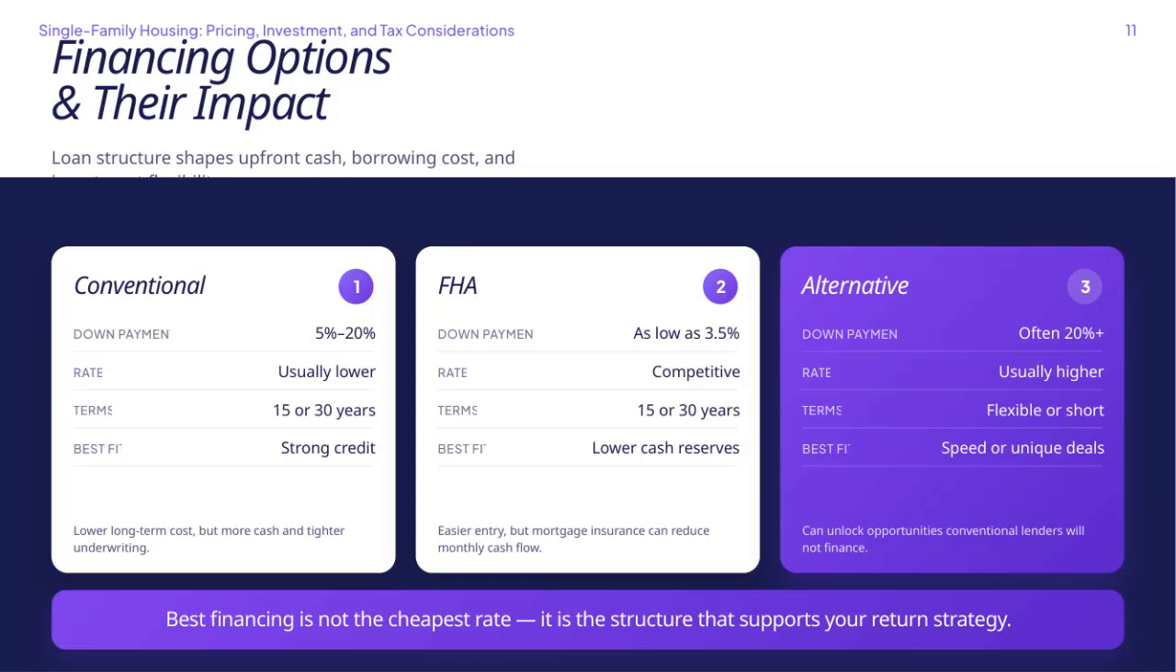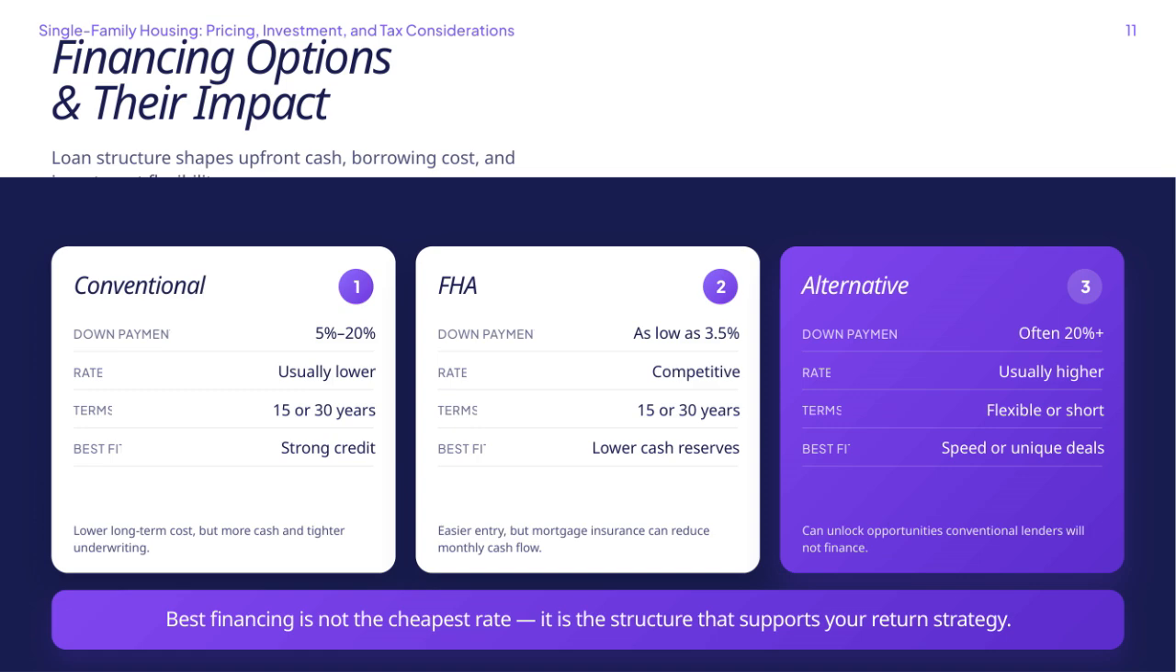Here we have an overview of 3 common financing options and how they impact your investment. First, conventional loans typically require a down payment between 5 and 20%. They usually offer lower interest rates and come with terms of 15 or 30 years. Conventional loans are best suited for borrowers with strong credit and offer the advantage of lower long-term costs. However, they often require more cash up front and have stricter underwriting standards.